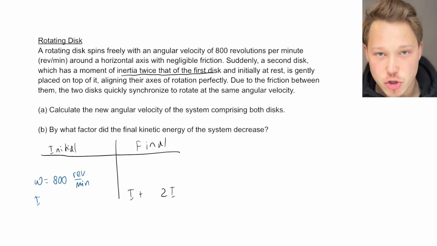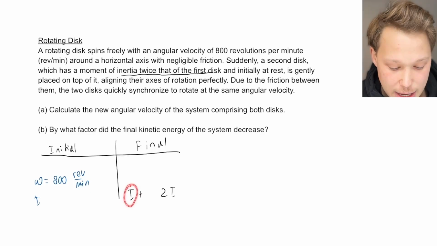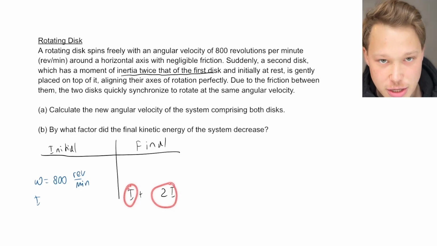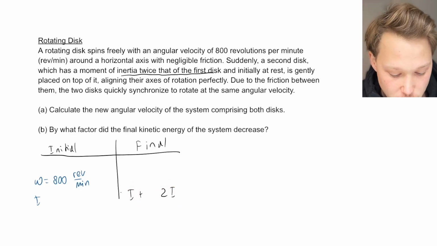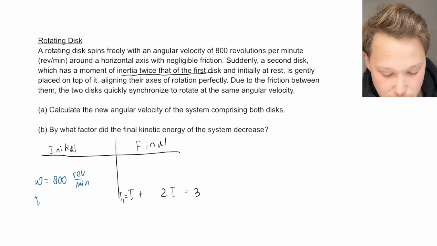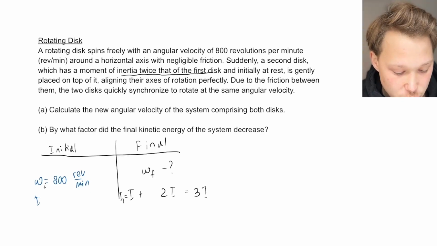So the final situation, we have the moment of inertia of the first disc, which is I, and the moment of inertia of the second disc, which is twice that of the first disc, 2I. So the total moment of inertia is 3I, and their final velocity is unknown. That's what we need to find.